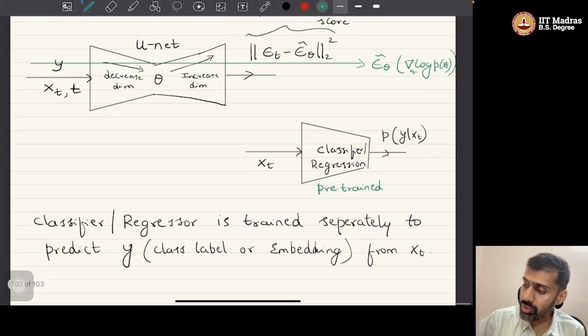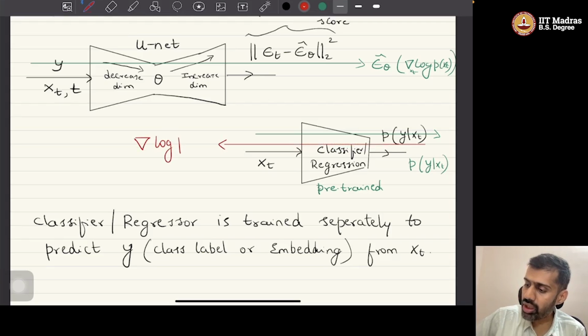We also compute the conditional score by passing xt through this classifier. First you pass this through the pre-trained classifier and get p of y given xt. This is the forward pass, and through the reverse pass, just do a backward pass through this pre-trained classifier. What do you get? You take the gradient of the log of the output of this neural network with respect to xt.